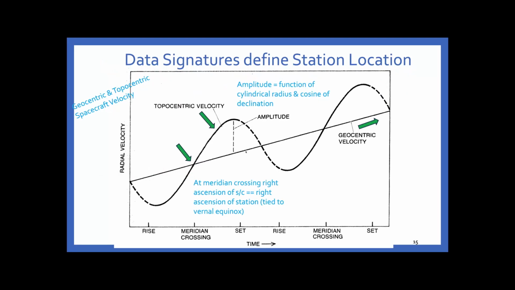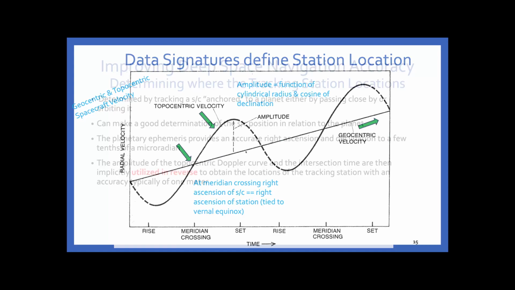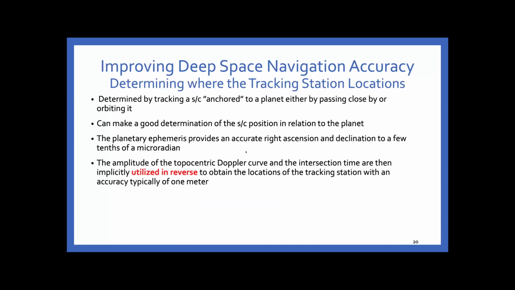We've got all this signature in the tracking data, and now the right ascension and declination of the spacecraft, I use the term anchored here, to a planet or the moon by passing close by or orbiting it. For example, there were 4 Ranger flights, 6, 7, 8, and 9, that impacted the moon. They were taking pictures for the Apollo program.